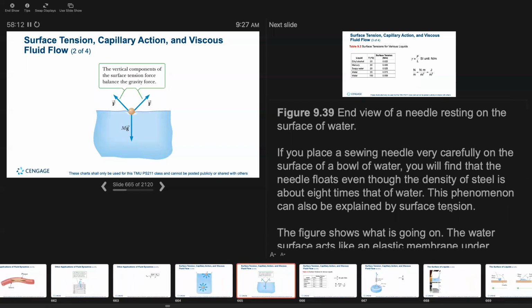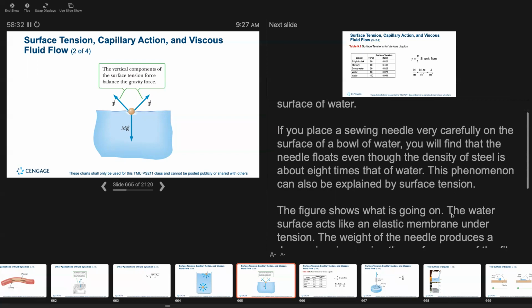So in this figure, we see an end view of a needle resting on the surface of water. If you place a sewing needle very carefully on the surface of a bowl of water, you'll find that the needle floats, even though the density of steel is about 8 times that of water. The phenomenon can also be explained by surface tension. The figure shows what is going on.